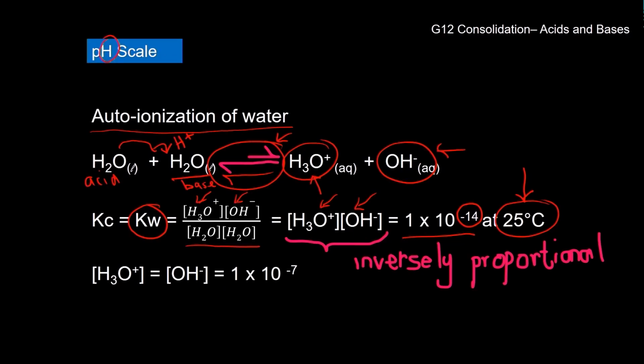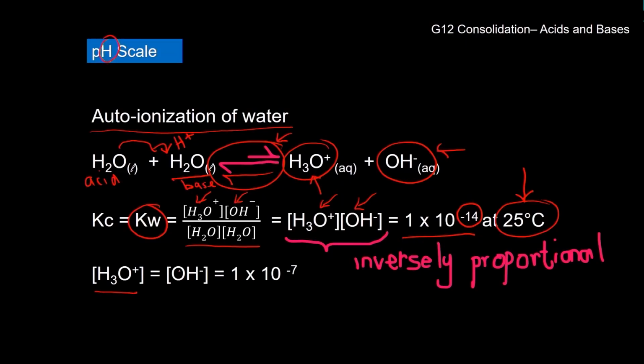Because we are going to have an equal number of hydronium ions to hydroxide ions, we can say that the concentration of the two is the same, and it will be 1 times 10 to the minus 7. Now these are inversely proportional. That means that if the hydronium concentration decreases, the hydroxide concentration is going to increase by the same amount. Okay, so that's what's going to happen. If the one decreases, the other one is going to increase.